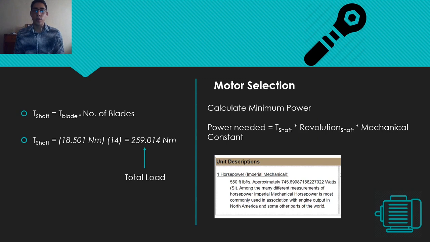Now we can solve for our total load of the mechanism, and for our mechanism we are using 14 blades. So we do the operation and we have a total of 259 newton meters, and that's the total load of our mechanism. With this information, we can now select our proper motor, and we can use the following equation: the power needed is equal to the torque of the mechanism times the minimum revolution possible to take into consideration times the mechanical constant. This mechanical constant is the relationship between the watts and the HP.